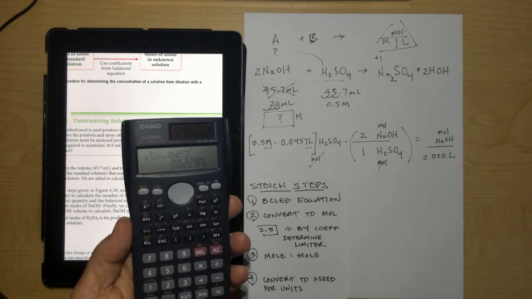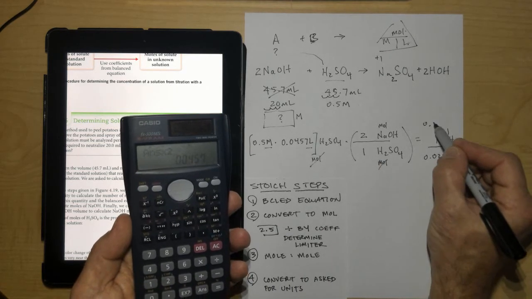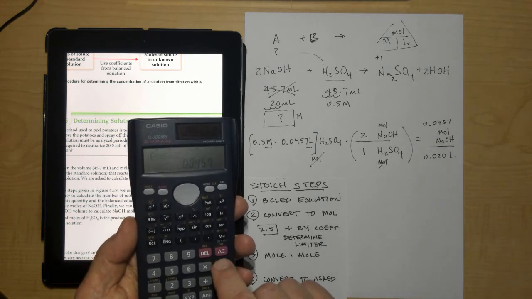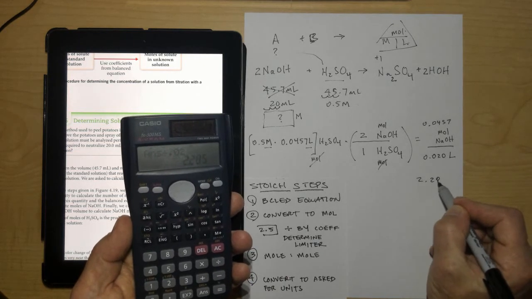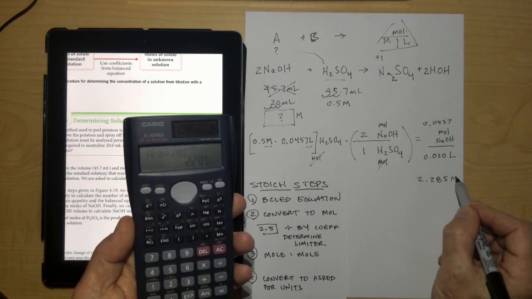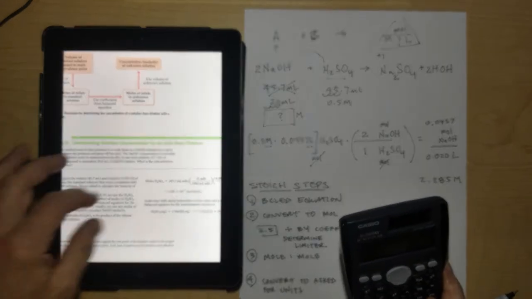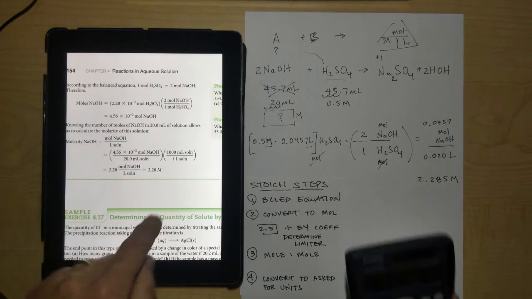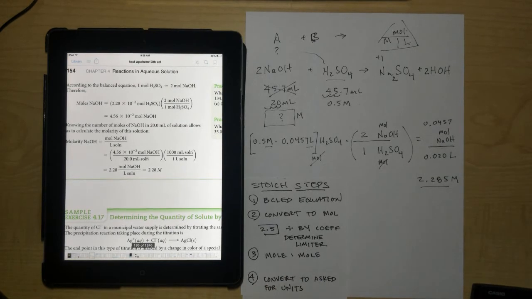0.0457. Enter. Multiply that by 2. Enter. Divide by 1. So this is my number that goes right here, 0.0457. And now I'm going to divide that by 0.02. And I end up with 2.285. And that would be my molarity. Let's check. Did I get close to what it says in the book? 2.28. I got 2.285. All right.